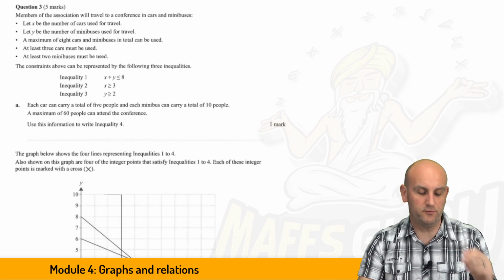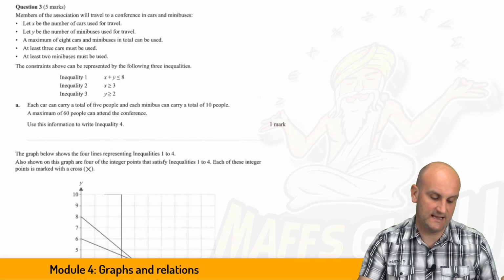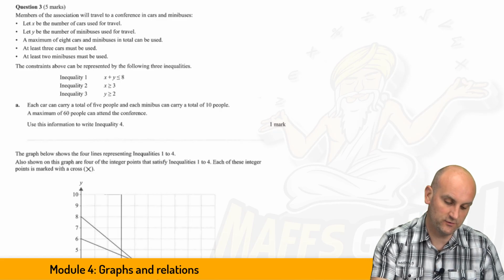Okay, so for question number 3, the last question in this particular exam. Let X be the number of cars used to travel. Let Y be the number of minibuses.